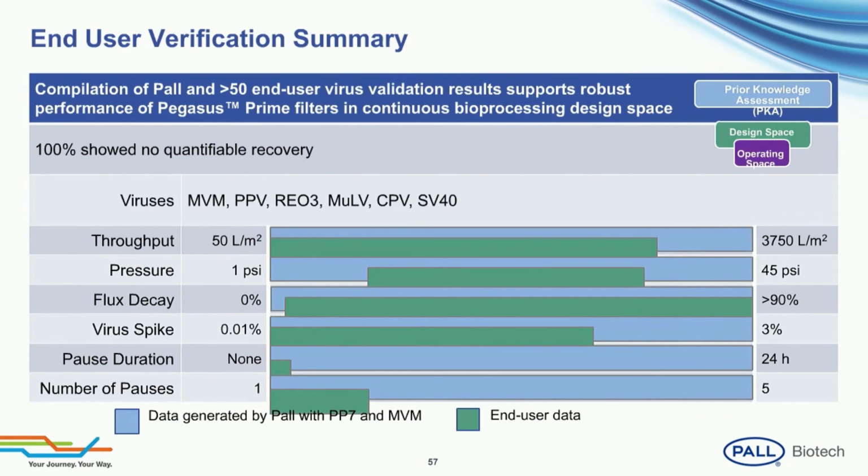The Pegasus Prime filters are very robust and 100% showed no quantifiable recovery of viruses like MVM, SV40, PPV, CPV, MuLV, and Reo3 viruses.